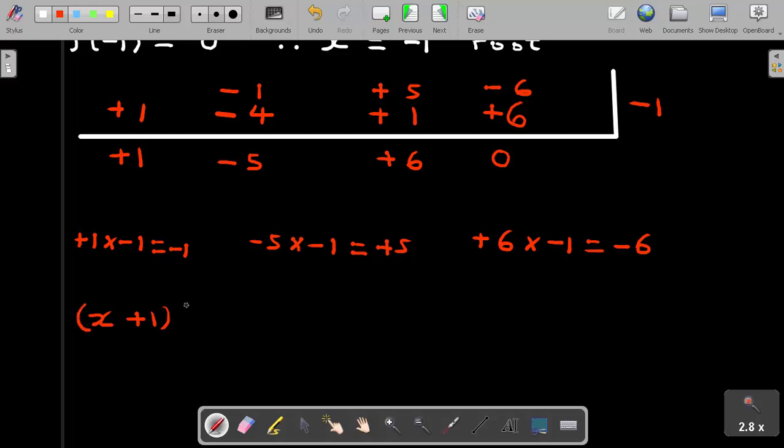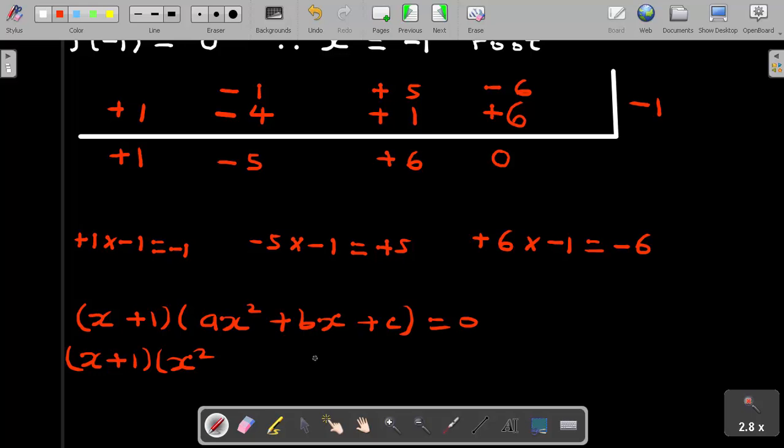multiplied by, again we said, ax squared plus bx plus c, equals 0. Now my a is positive 1, my b is negative 5, my c is positive 6. So I have x plus 1, into, our a is 1, so that's going to be x squared. What about our b? Minus 5, so minus 5x.